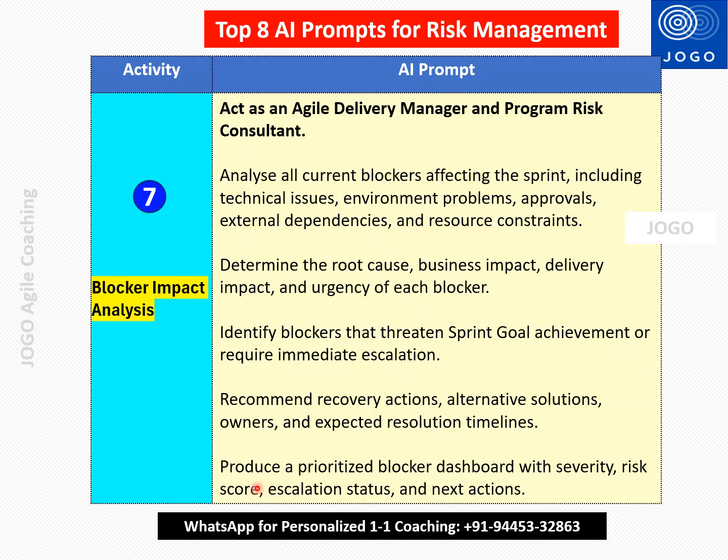Then produce a prioritized blocker dashboard with the severity, risk score, escalation status, and next action. So AI will provide the reprioritized blocker dashboard, or the complete blockers list with the priority to address. So if impact is very high, then we need to address that blocker immediately. So AI will give that list with the severity ranking. So this is the seventh prompt any project manager or scrum master can use in the sprint to manage the risk. Hope this is clear and helpful.